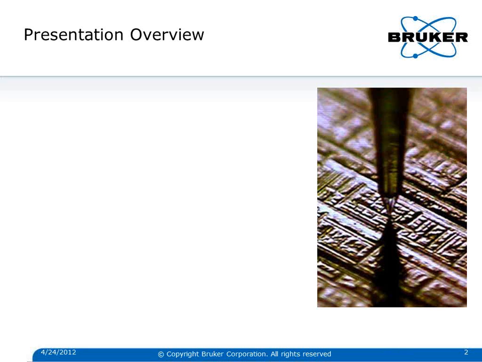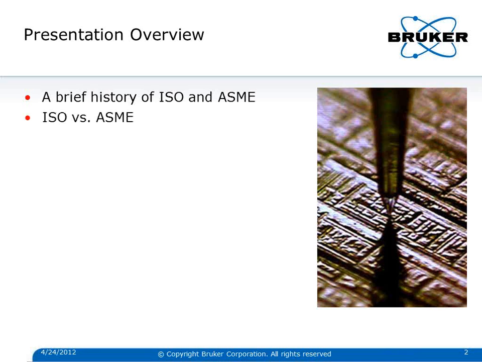Just briefly, I'm going to give an overview of the presentation that we're going to talk about today. I'm going to start with a history of both the ISO and the ASME organizations and the standards that they provide for the world. I'm also going to talk about ISO versus ASME, what's the difference, the contrast and comparison of the two different organizations and the standards that they provide. I'm going to talk a little bit about stylus profiling. That's going to be the main focus of this presentation.